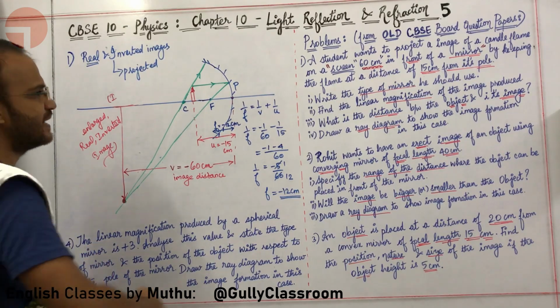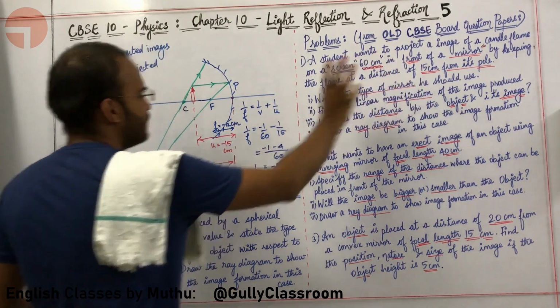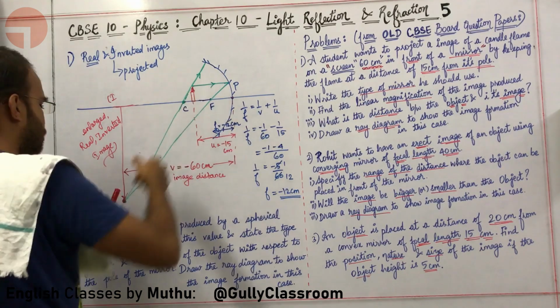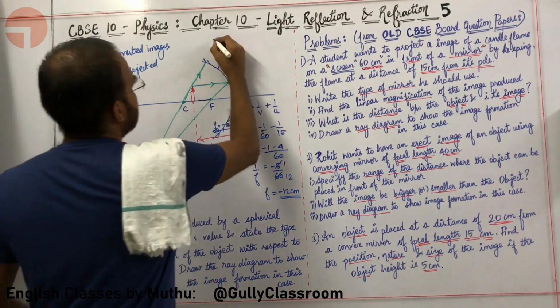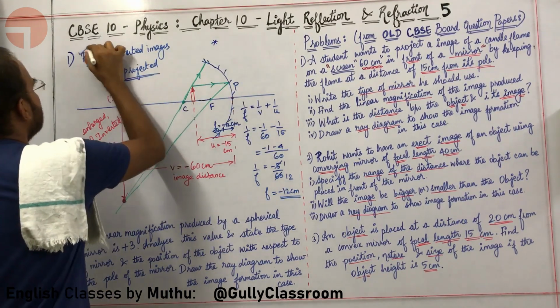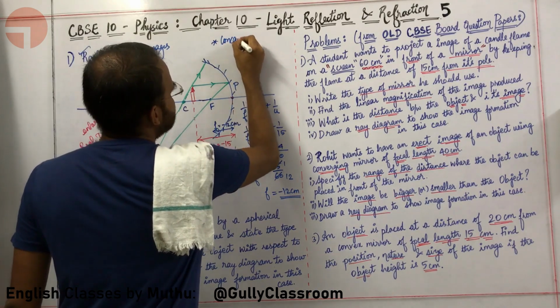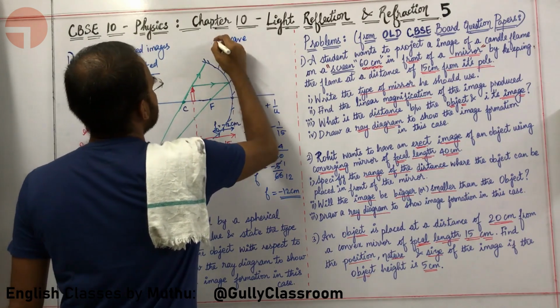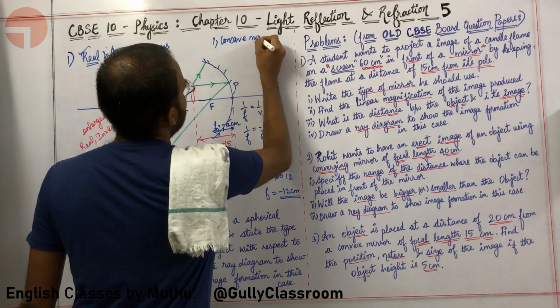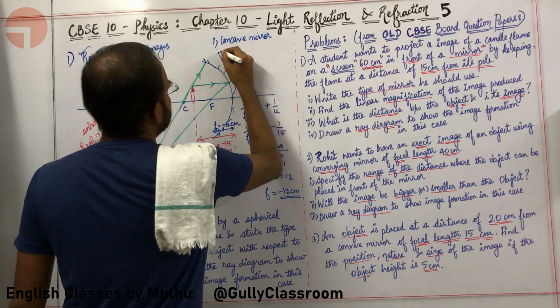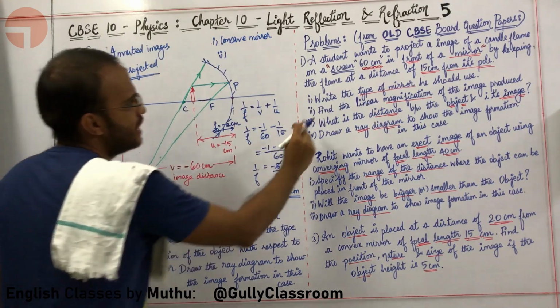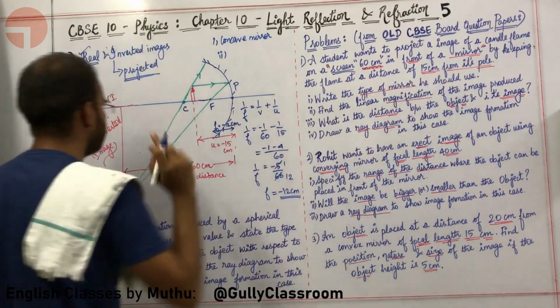Let us check all the answers. Write the type of the mirror he should use. So obviously he should use a concave mirror, because a concave mirror only produces real images. Okay, that is the answer for the first question. He should use a concave mirror. What next? Let us go for the second question. Find the linear magnification of the image produced.